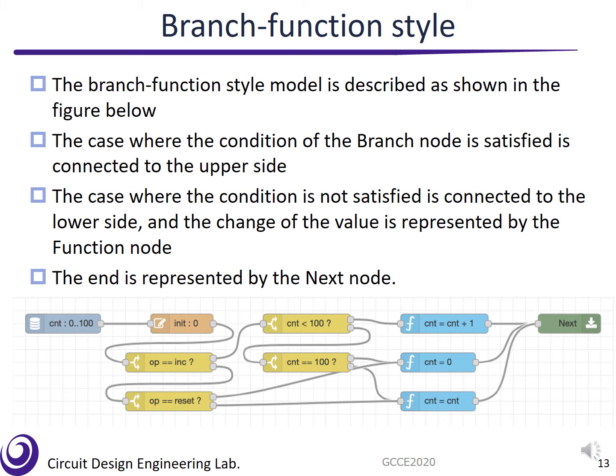Describes the branch function style. In branch function style, the model is described using branch node and function node. If the condition of the branch node is satisfied, it is connected to the upper side. If it is not satisfied, it's connected to the lower side. The change of the value is represented by the function node, and the end is represented by the next node.